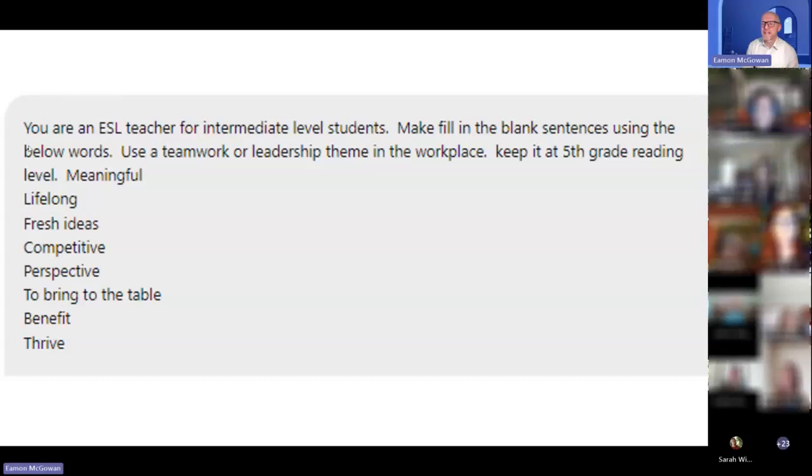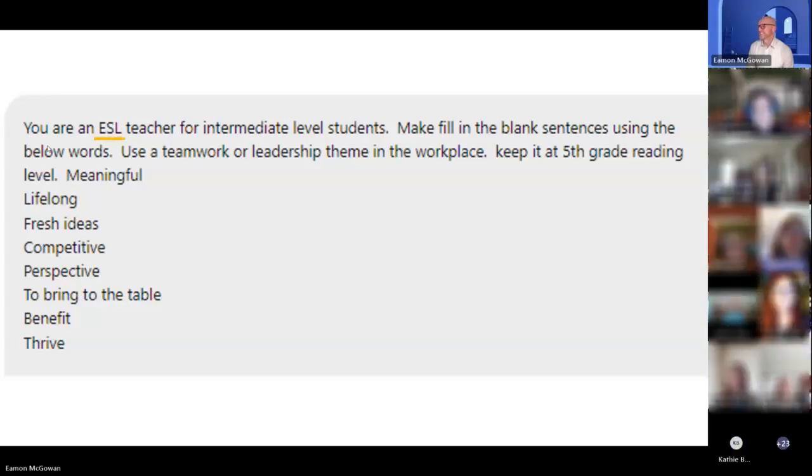Edith, could you read that prompt for me, please, where it says you are? Sure. You are an ESL teacher for intermediate level students. Make fill-in-the-blank sentences using the below words. Use a teamwork or leadership theme in the workplace. Keep it at 5th grade reading level.